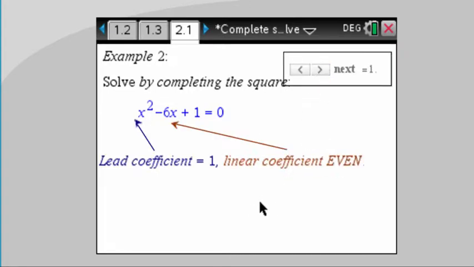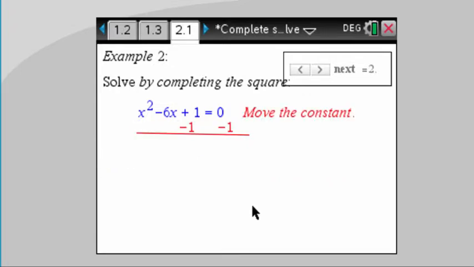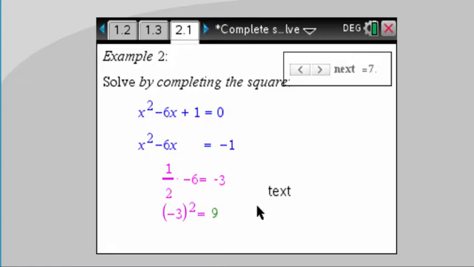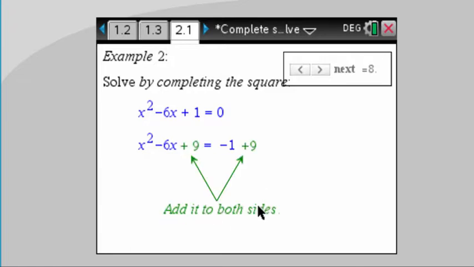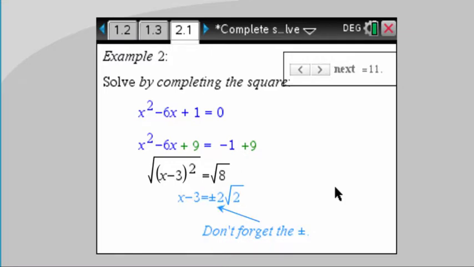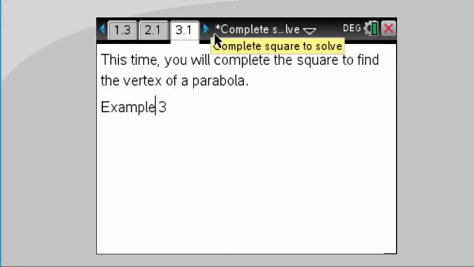Lead coefficient 1, linear coefficient even. On your mark, get set, go. Try to get ahead of me. Move the constant. Half of -6, square it, add it to both sides. Factor it, square root, plus or minus. Move the 3. Done. Next page, let's take a look at the graph.